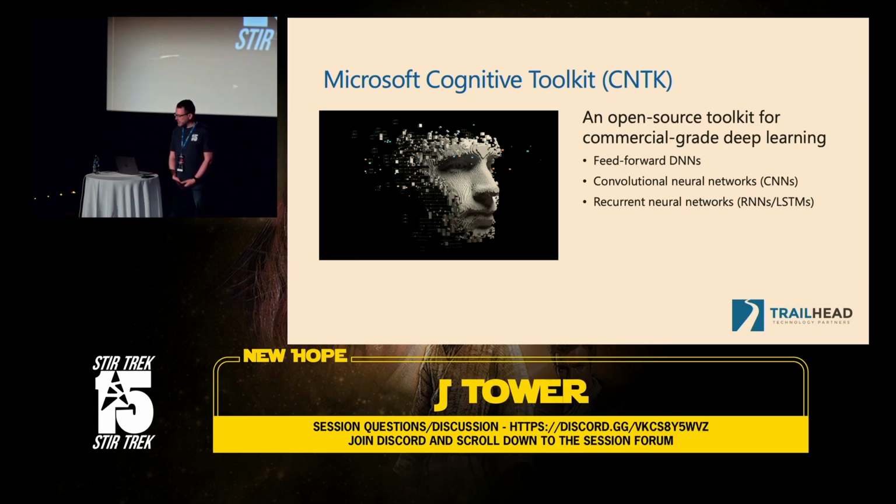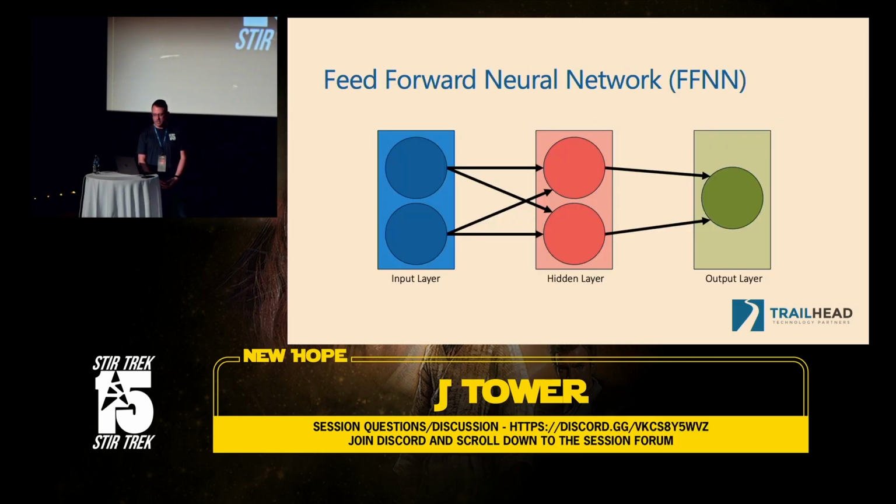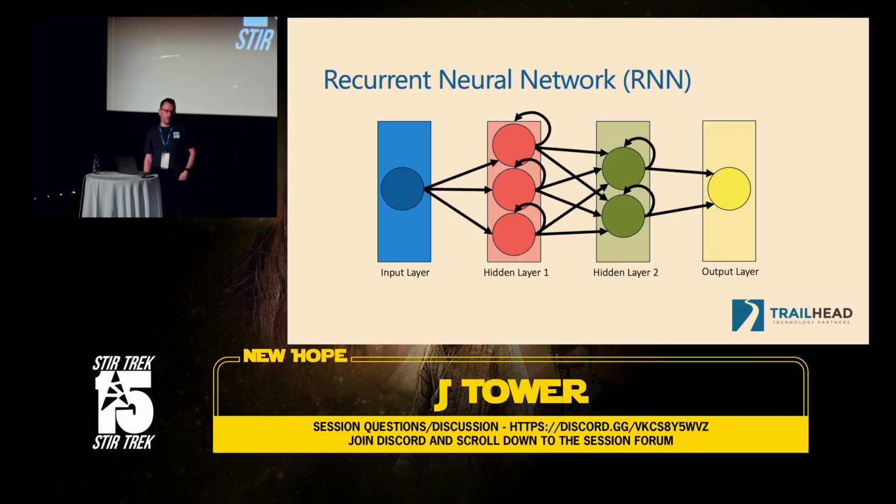So the cognitive toolkit lets you build all kinds of different neural networks. The most popular ones listed up there, the feed-forward, the convolutional neural networks, and the recurrent neural networks being examples of the kinds that you can build. This is what a feed-forward one looks like, if you're not familiar with it. This is what a recurrent one looks like.